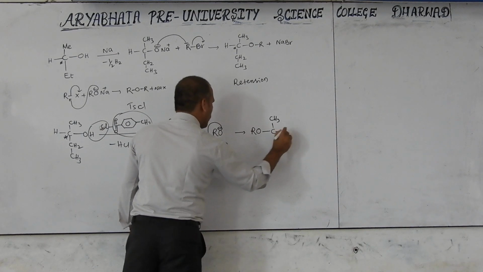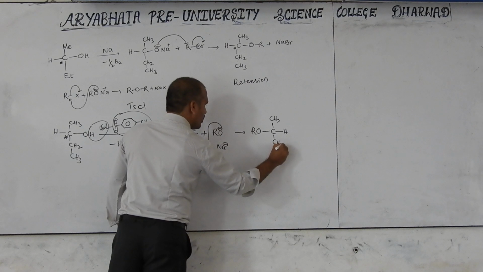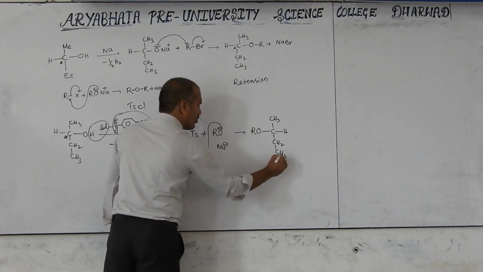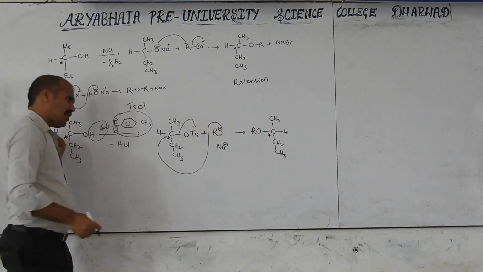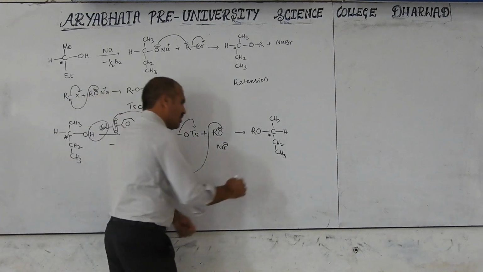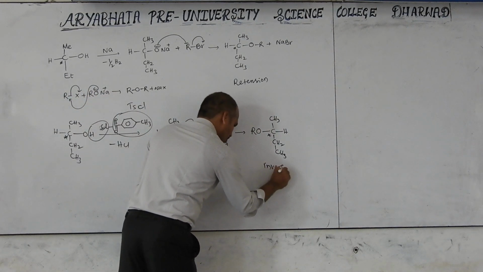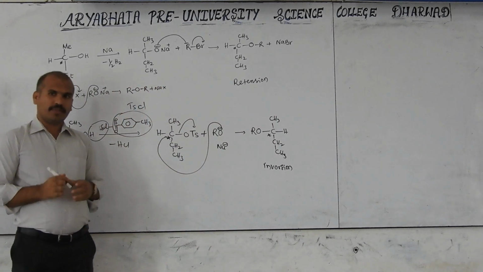This is the hydrogen. This hydrogen shifts to the opposite side in inversion configuration. CH2, CH. Now the configuration will be changed. If it is S configuration, then here it is R configuration, and here R configuration, here S configuration. That is called inversion of configuration. This is the difference you have to observe.